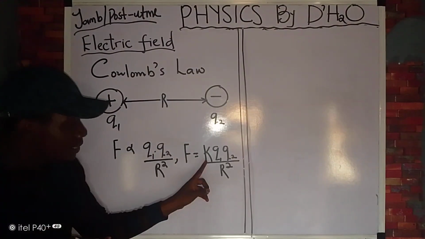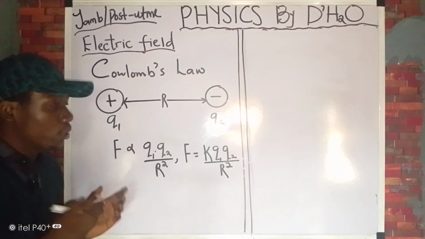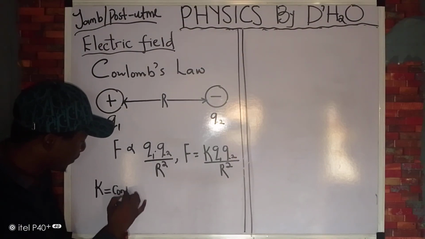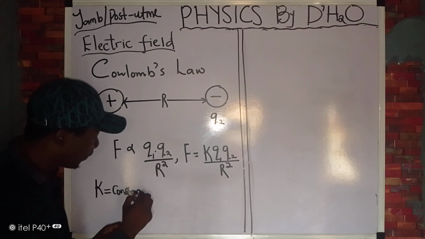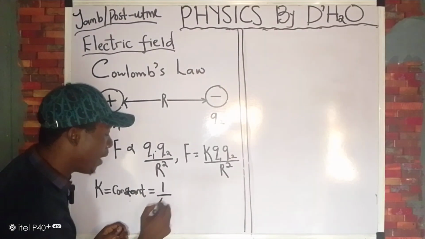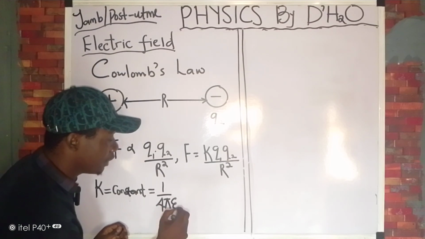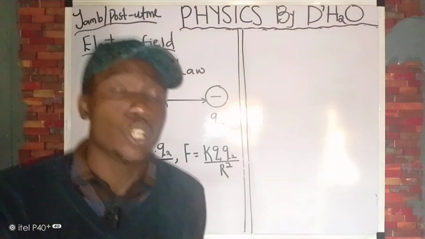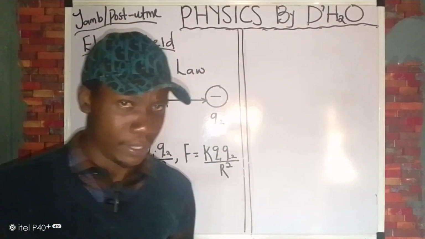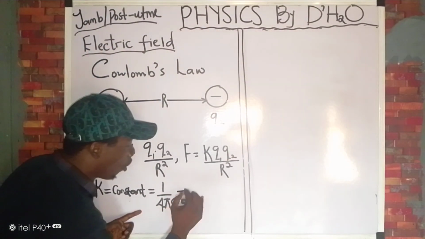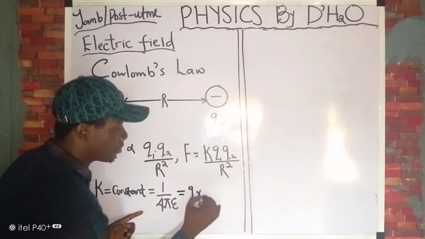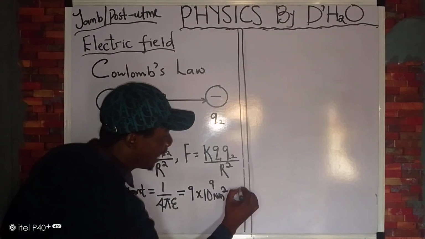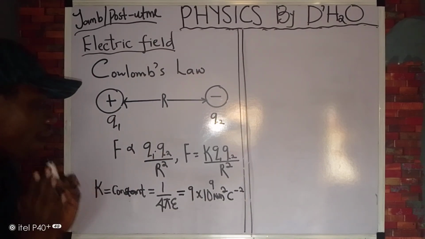Now let's do this. Remember, this guy K is called the constant. What does the K represent? Your K, which is called your constant, is equivalent to what value? It is the same as 1 over 4 pi, then epsilon, the permittivity. This guy is called permittivity. It's either called the permittivity of a medium or the permittivity of free space. Okay? Now, this same K is equal to 9 times 10 raised to the power of 9 Newton meter squared per Coulomb squared. So please take note of this. It is quite very, very easy.